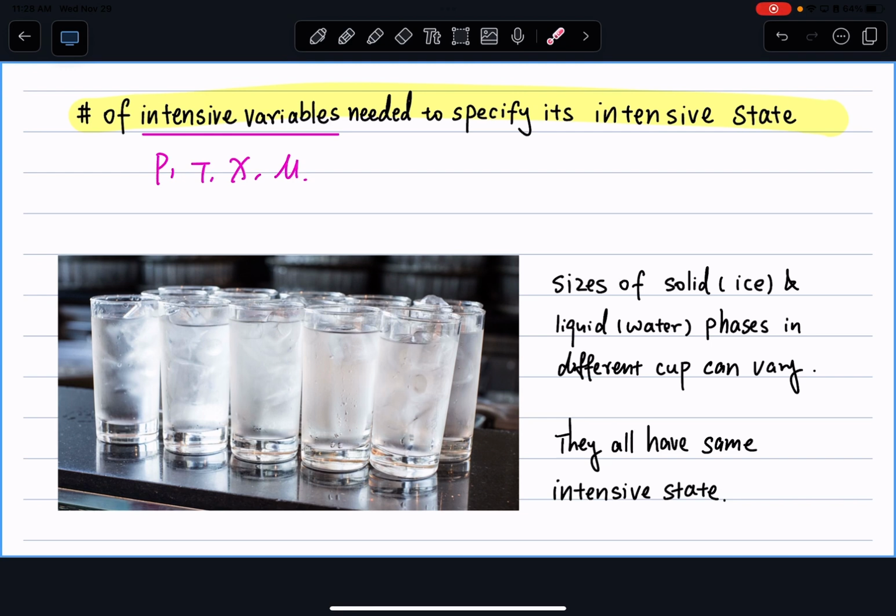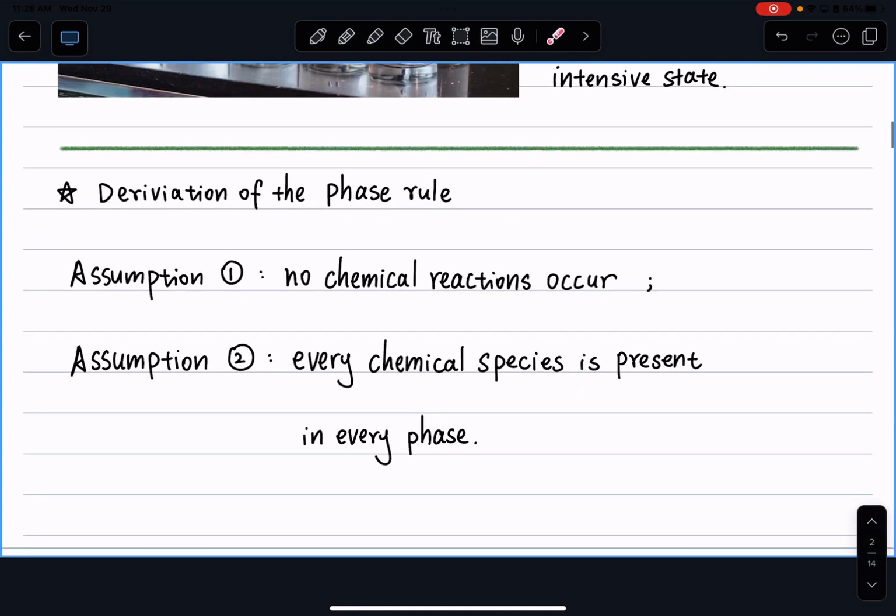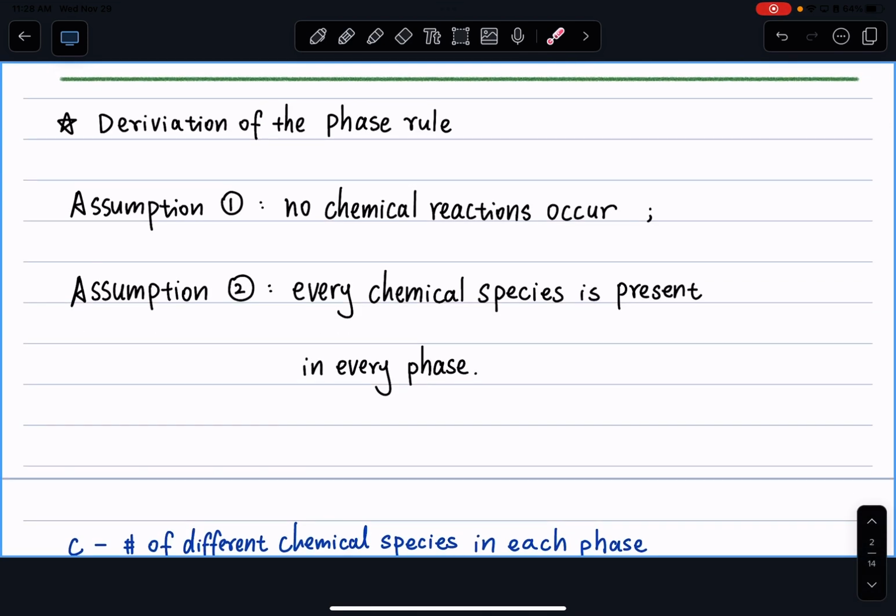We will do a quick derivation of the phase rule based on two assumptions today, and we'll drop these assumptions later to make the phase rule generally applicable. So we'll start simple. The two assumptions are, first, no chemical reactions can occur. Secondly, every chemical species will be present in every phase.